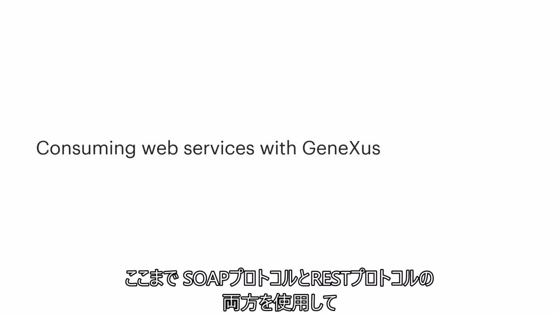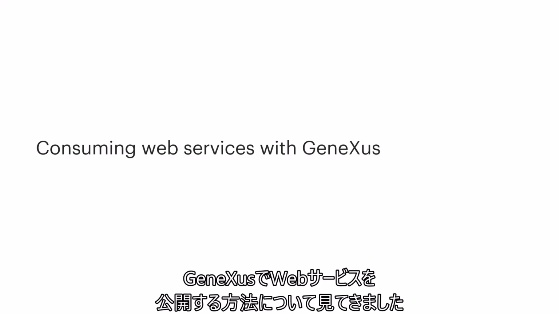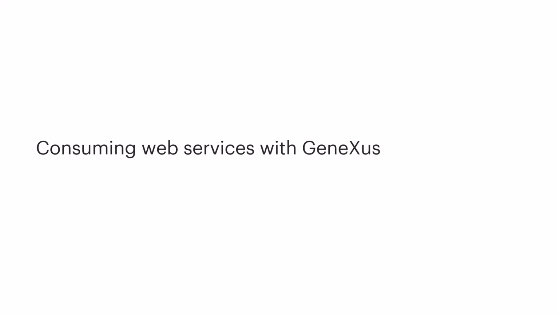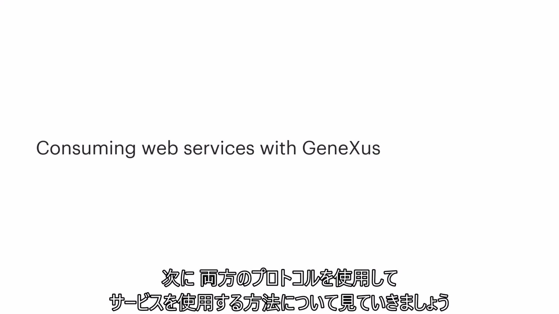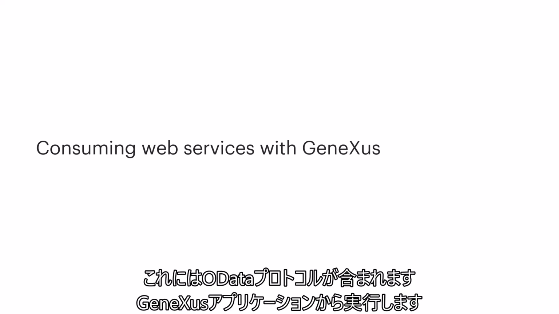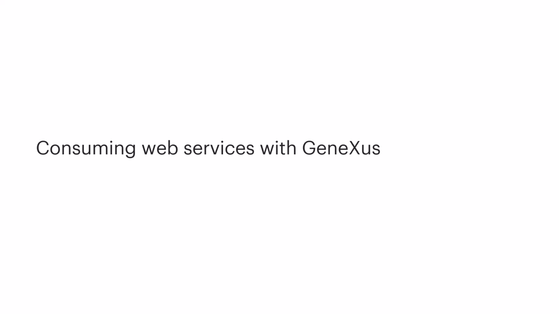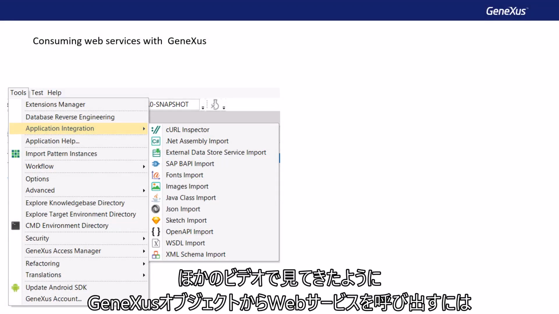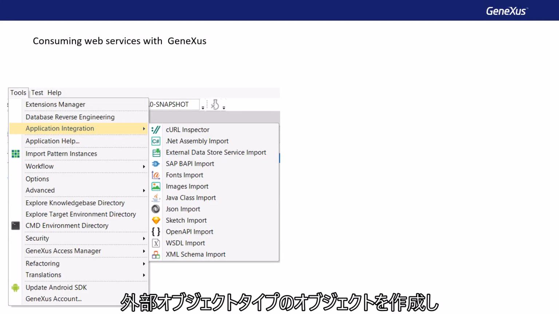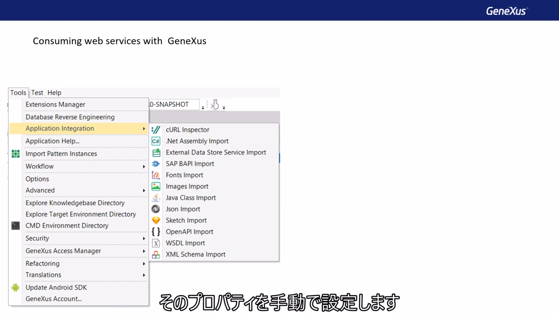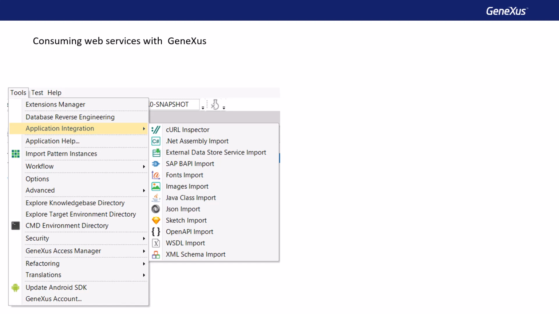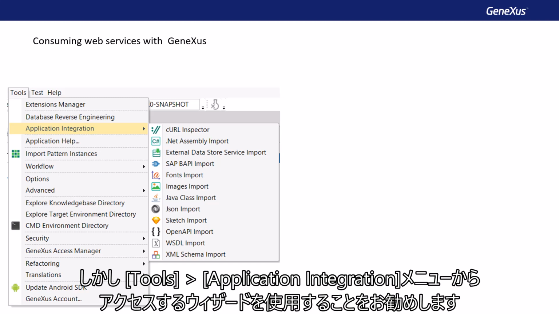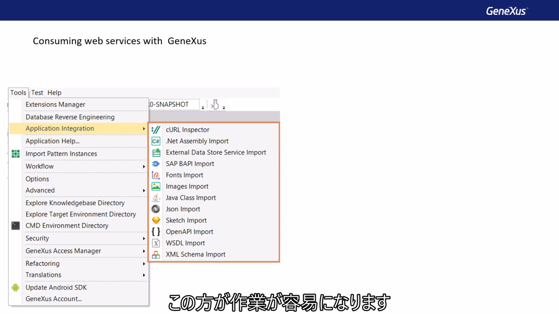So far, we've seen how to publish web services with GeneXus with both SOAP and REST protocols. Now let's see how to consume services with both protocols, including the OData protocol from a GeneXus application. As shown in other videos, to invoke a web service from a GeneXus object, we can create an object of external object type and manually configure its properties. However, it's advisable to use the wizard's access through the Tools Application Integration menu that will facilitate the task.